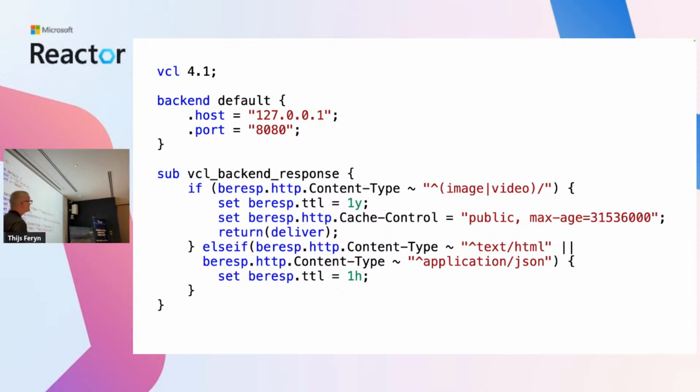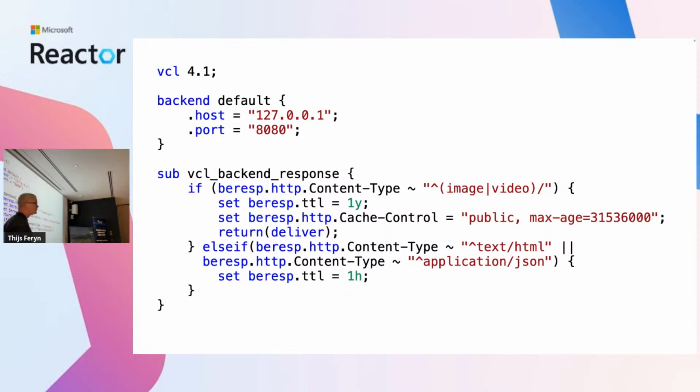Oh, I forgot to say, there's a version marker in there. It's not related to the version of Varnish. It is syntax version 4.1. That's the latest and greatest at this point. And you also need to say where you want to connect to. So in this case, it is on the same machine. We're not yet in Kubernetes land. It's on the same machine on port 8080.